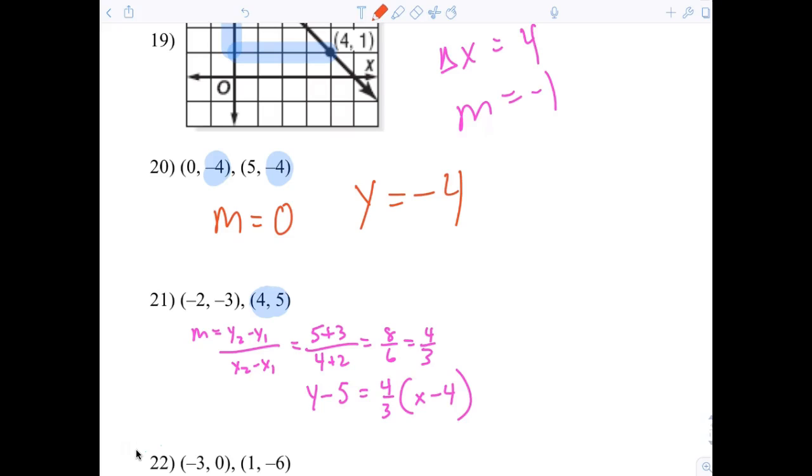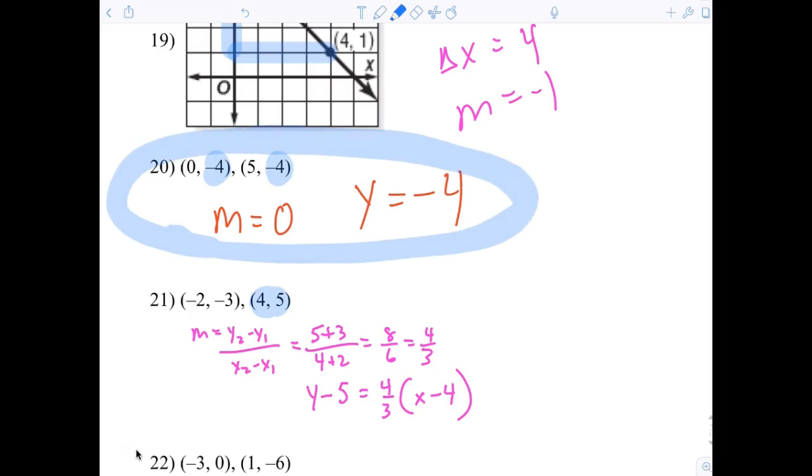But don't you have to write it in point slope form? Well, that's not a bad thing, but when you multiply everything through by 0, it just becomes y equals -4. Let me say this clearly. On your test tomorrow, I'm not going to ask you to write it in point slope form if you can just look at it and say y equals -4. You with me on that?